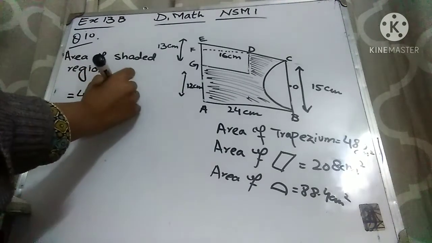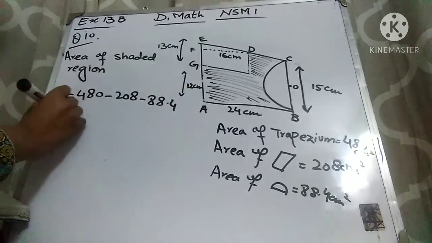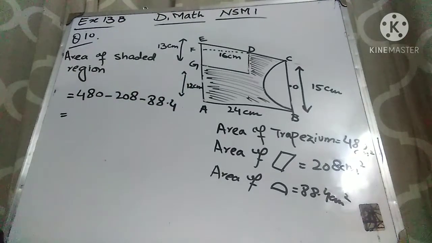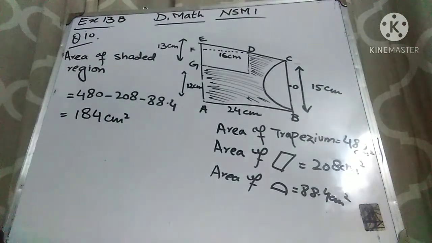So 480 minus 208 minus 88.4. So what will you get? Okay, 480 minus 208 minus 88.4 will be equal to 183.6, and when I round this up I will get 184. So 184 centimeter square is the required area of the shaded region.